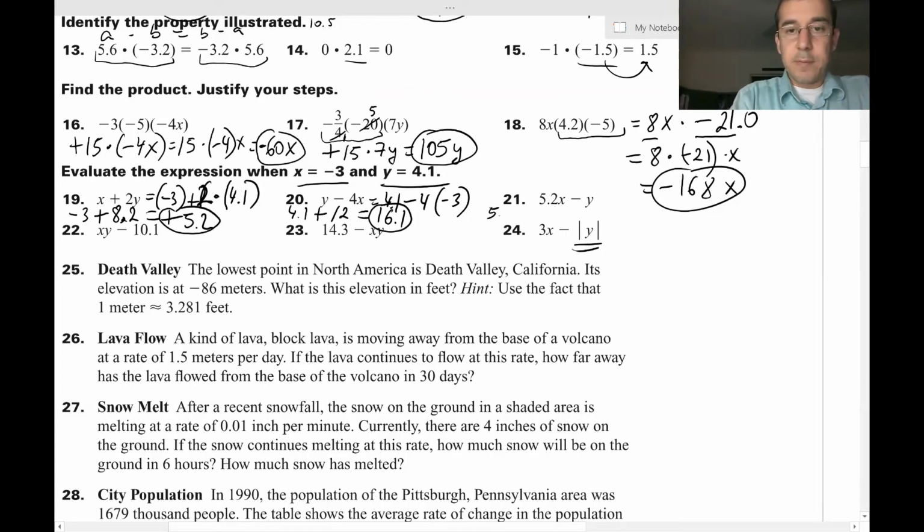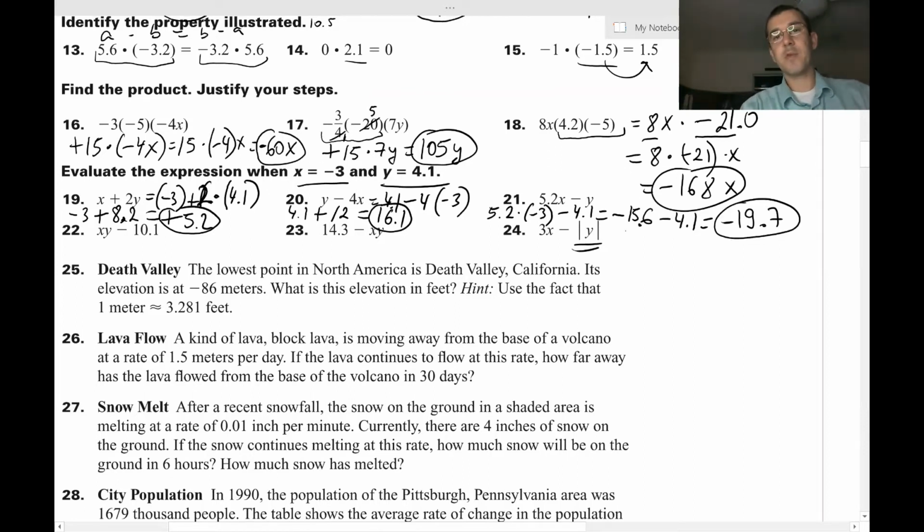21, 5.2 times x, which is minus 3, and then minus y, which is 4.1. So here we have 5.2 times minus 3. We have two numbers with different signs, so minus. 3 times 2 is 6. 3 times 5 is 15. So minus 15.6 and minus 4.1. Or this is minus, because we're adding up two negative numbers. So minus 15 and 4 is 19, 0.6 and 0.1 is 0.7. So minus 19.7 for 21.